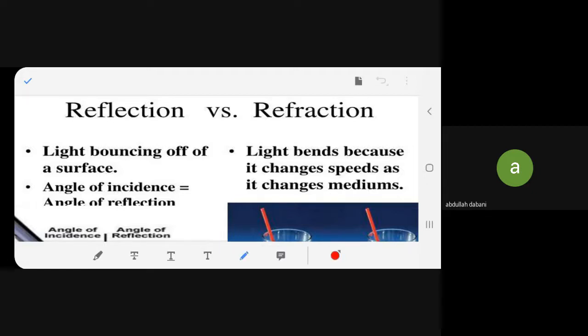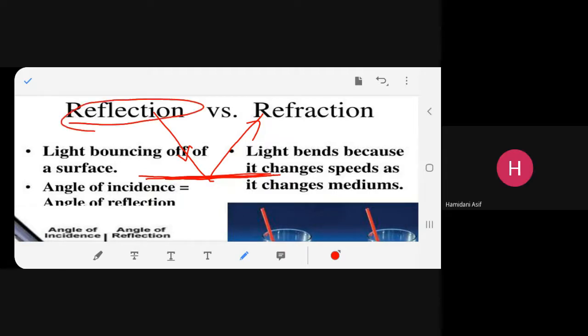Reflection, we know that this is the surface. Light falls and it bounces off. Am I right? Light falls and it bounces off the surface. This is reflection. Agree? Then we make a normal. This becomes the angle of incidence. This becomes the angle of reflection. And we know that angle i is equal to angle r. Am I right? Yes? Fine.